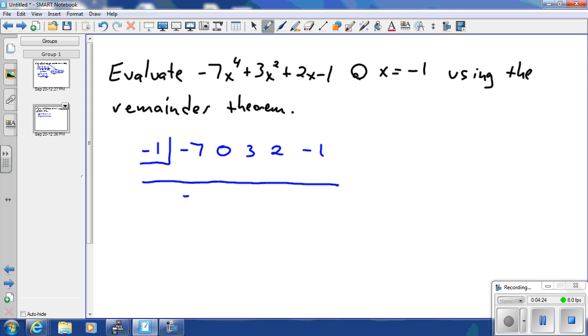So I bring down my negative 7 and I multiply and add. I multiply and I add. Something went wrong here. What did I do wrong? Ah, here it is. Sorry about that. Let's back up.